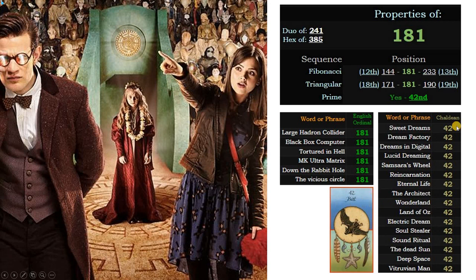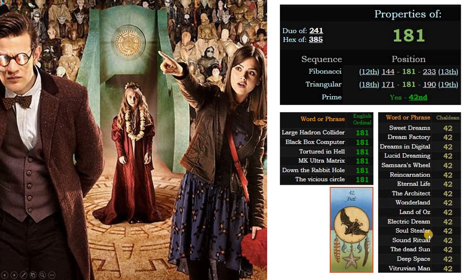Then we have, with 42, in Chaldean, Sweet Dreams, Dream Factory, Dreams in Digital, Lucid Dreaming, and Electric Dreams that refer to the god of sleep and all this dream reality. Then we have Samsara's wheel, that is the wheel of reincarnation. We have reincarnation and eternal life. The Architect, Wonderland, Land of Oz, Electric Dream, I said it.